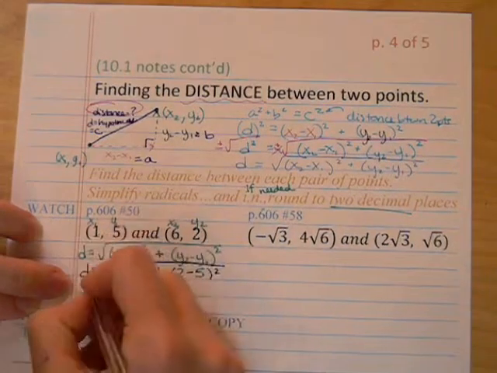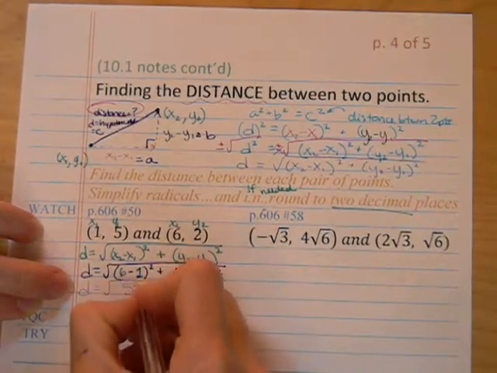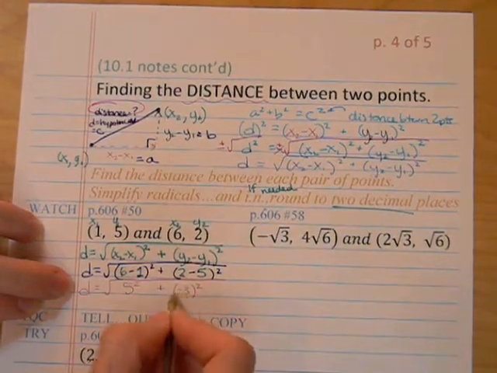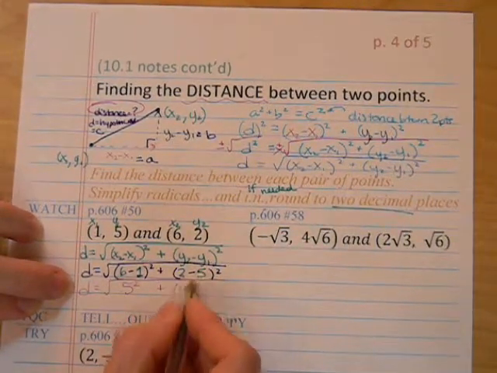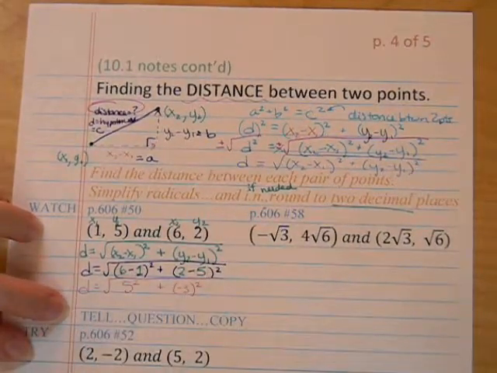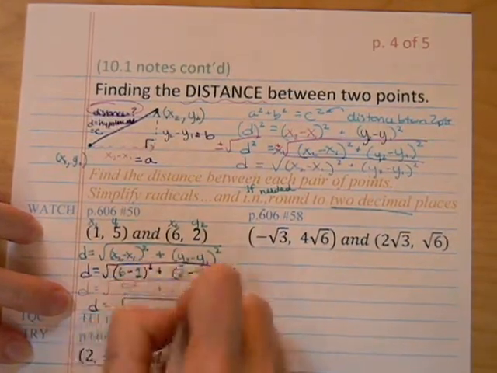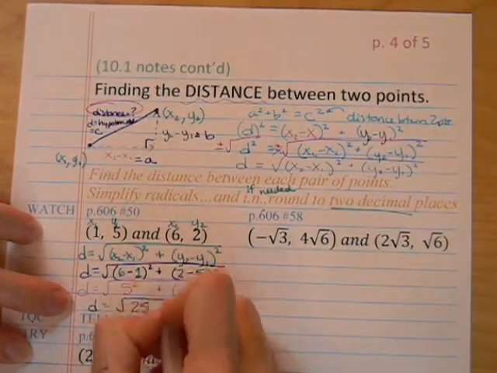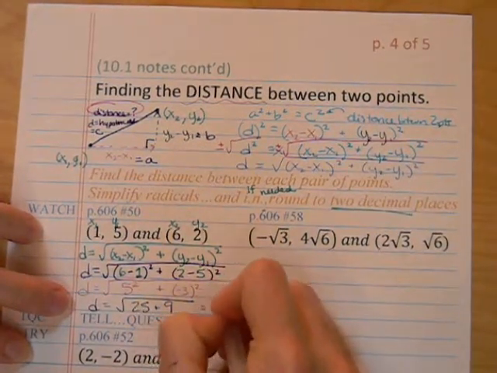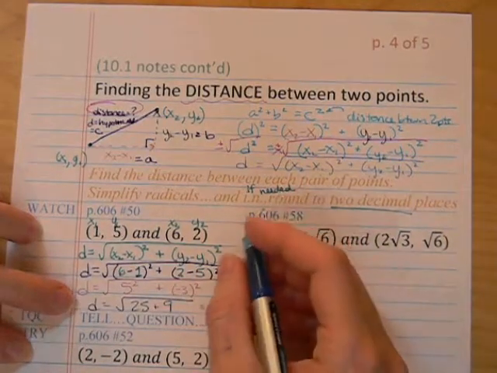So I'm left with distance equals big old square root. 6 minus 1 is 5, that's 5 squared, plus 2 minus 5 is negative 3 squared. Notice I include the negative in the square because it was the answer to this, and then the whole thing is squared. And that leaves me with the square root of 5 squared is 25, 3 squared is 9, so that's the square root of 34. Punch that into your calculator and round it to 2 decimal places.